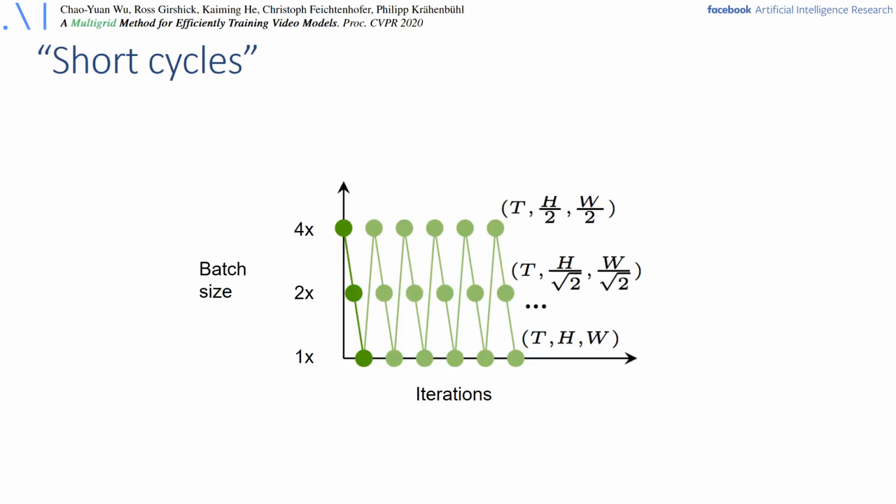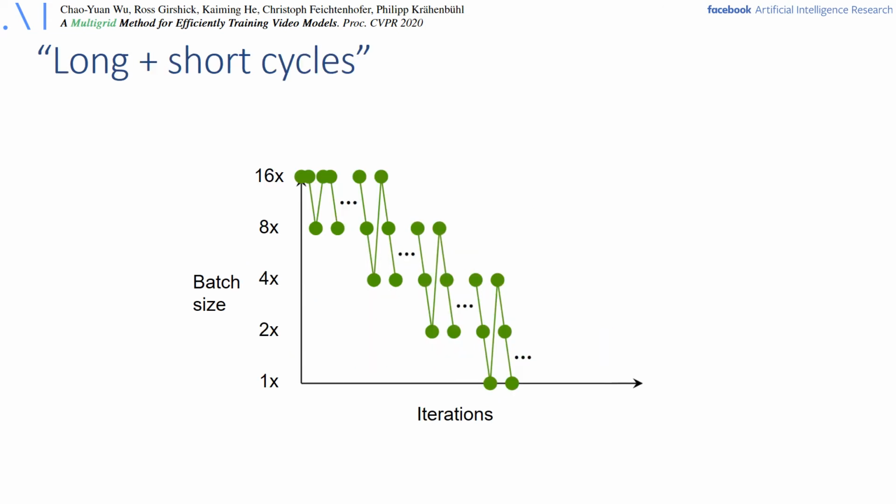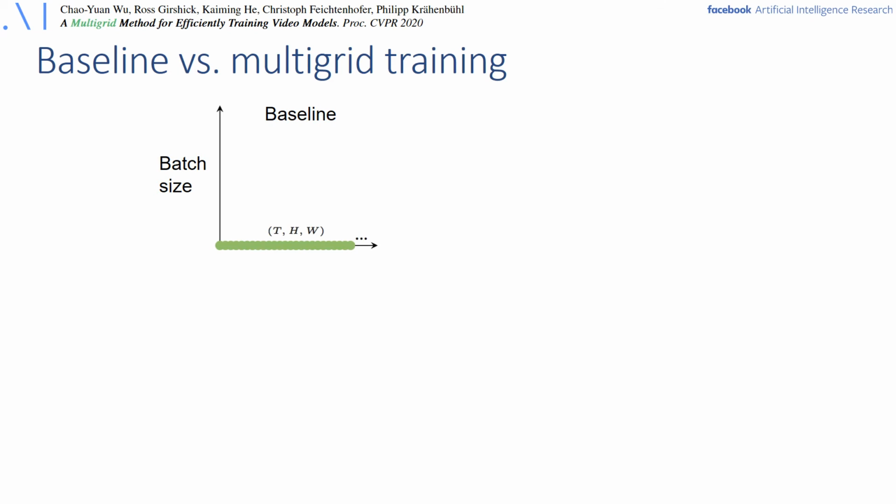We also use the so-called short cycles, which change the spatial resolution and batch size in each subsequent training iteration, as you can see here. So this does not change the temporal resolution. If we use both the long and the short cycles combined, we end up with a multigrid training paradigm like this, shown here.